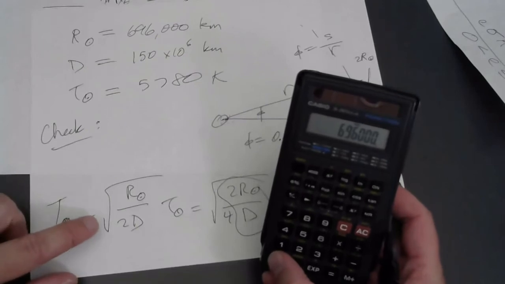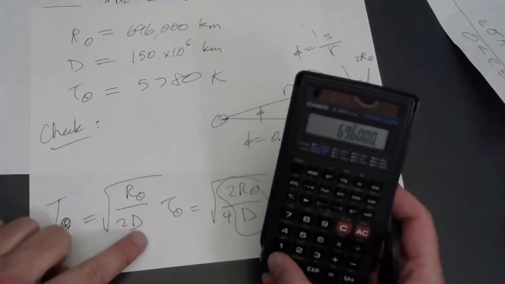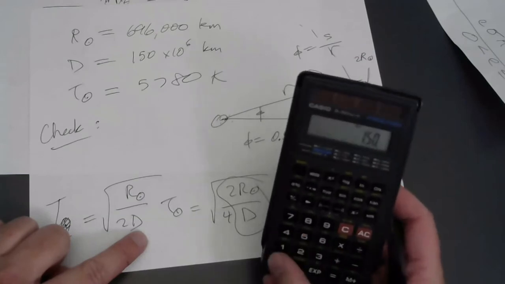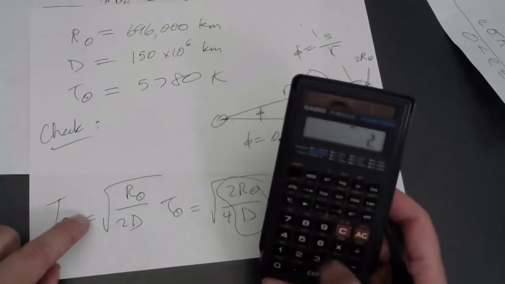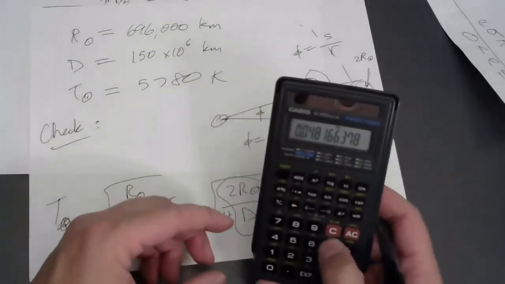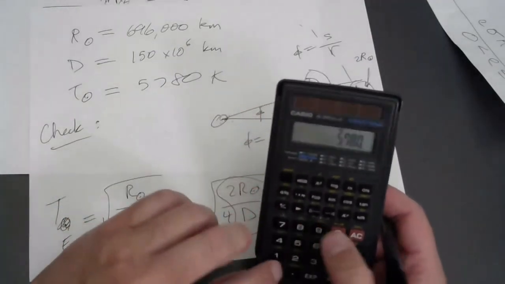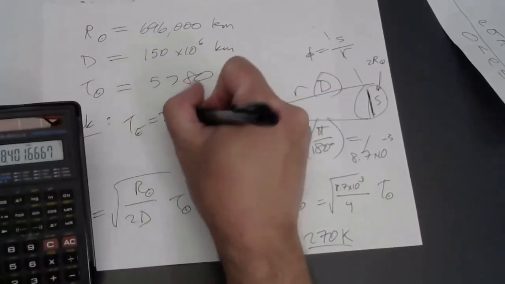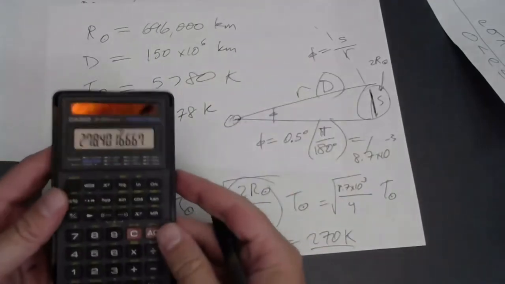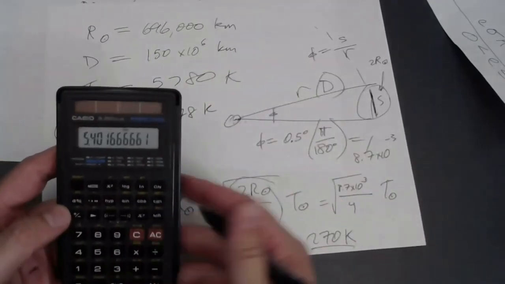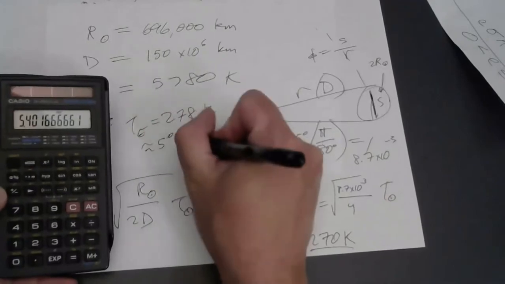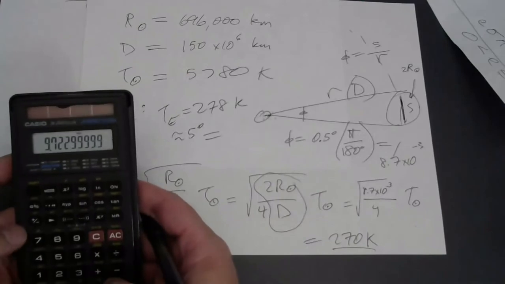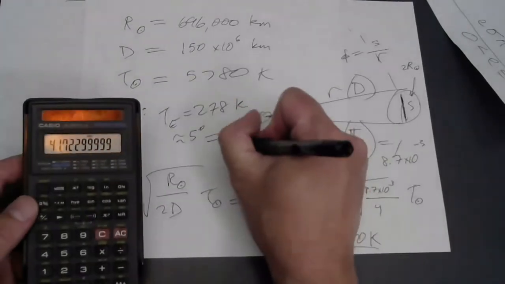696,000. I don't need to convert to meters because I've got another quantity down here which I'll enter in kilometers. So divided by 150 million divided by 2, I'll take the square root, and now I multiply by the sun's 5780 kelvins, and I get 278 this time. Okay, well that's 5 degrees Celsius. And let's lastly convert that into Fahrenheit, so times 9/5 plus 32, 42 degrees.